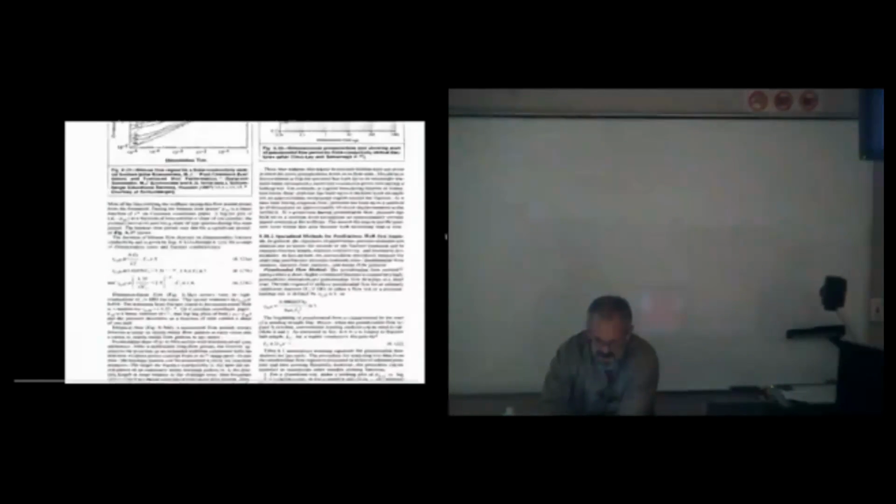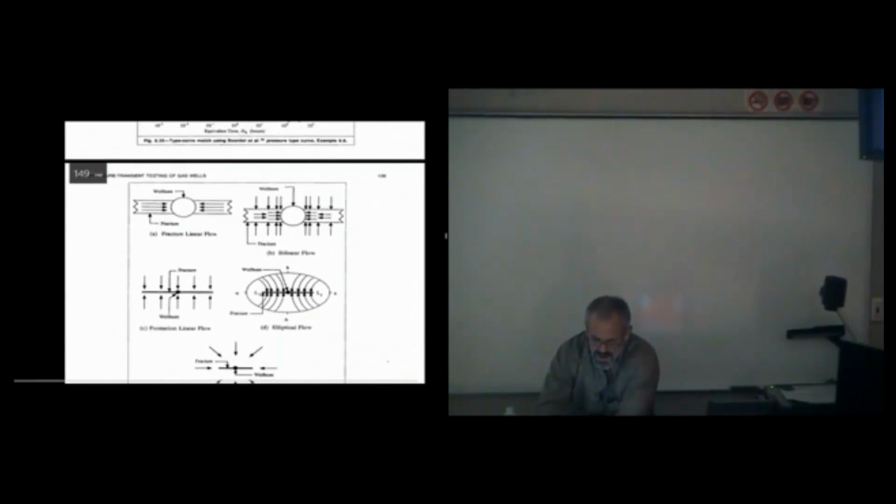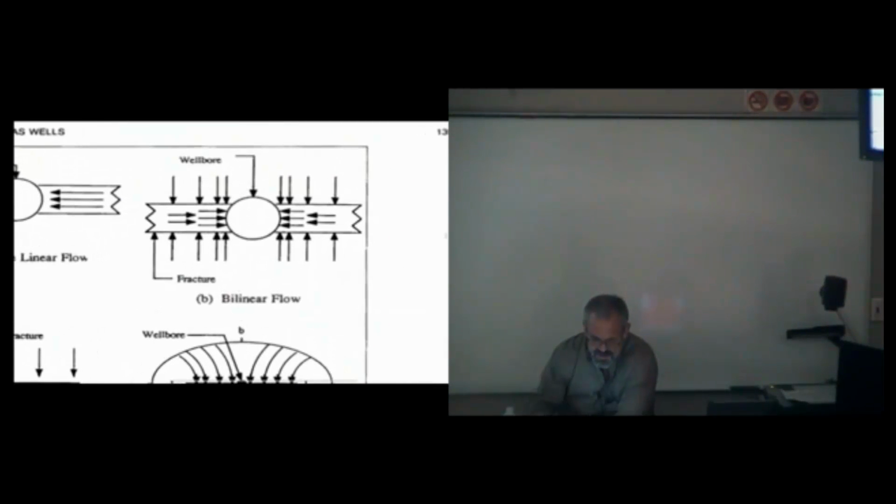Where's my single lay diagram? Here it is right here. So here's bilinear flow. You know, this is better than PowerPoint. Okay, there's bilinear flow. And actually, the reason we see bilinear flow in the field is because of relative permeability issues.